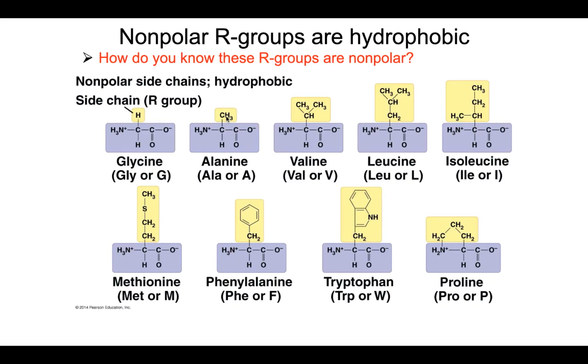Take a look. Carbon, hydrogen, carbon, hydrogen, carbon, hydrogen. These R groups are made up of nothing more than carbons and hydrogens for the most part. And because we know the electronegativity of carbon is equal to that of hydrogen, these R groups are nonpolar. They cannot interact with water. They cannot form hydrogen bonds.